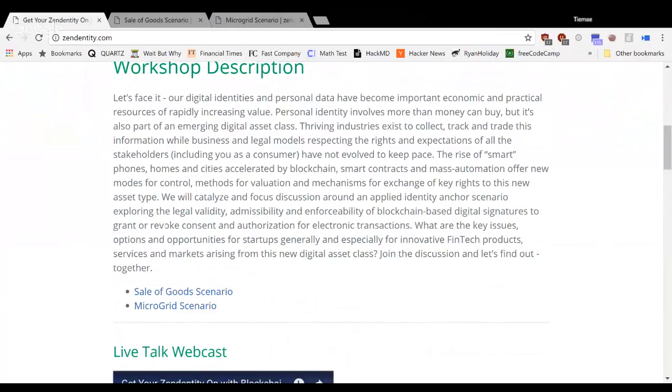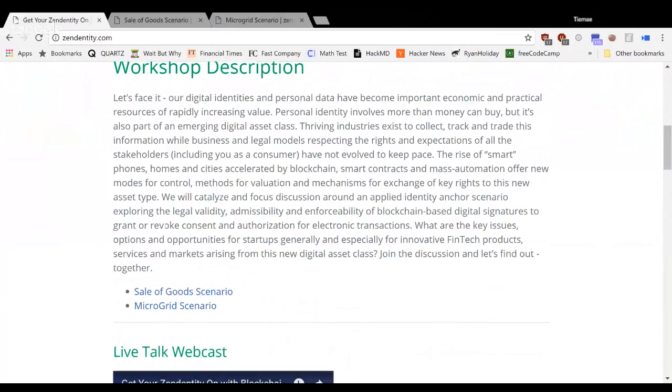Same with personal data. There are thriving industries that exist to collect, track, and trade this information, but business and legal models regarding the rights and expectations of parties utilizing digital identity are still emerging. Let's just say it's still relatively early days. In a sense, the business models and certainly the legal models have not evolved to keep pace with what's happening technically. The technical capabilities have outpaced business and legal models.